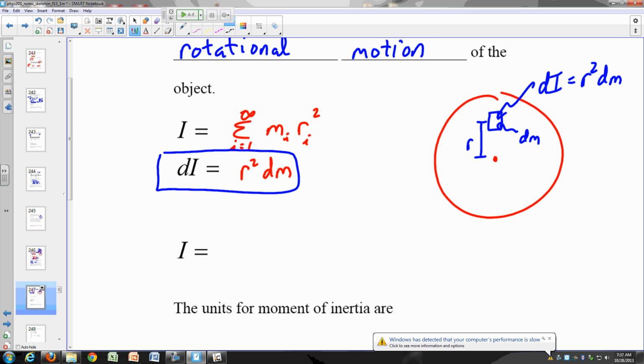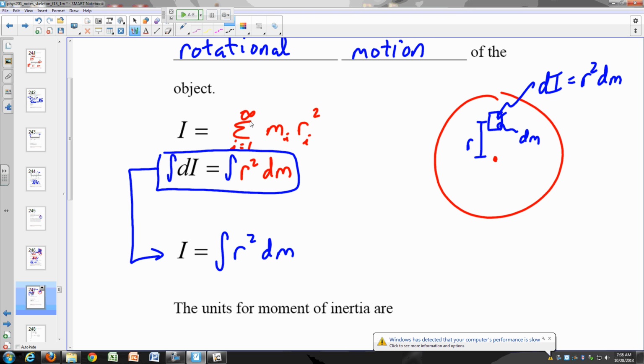Now, if I want to get this into terms of the whole body, if I want to get rid of this d, I just take the integral of both sides, and so I is equal to the integral of r squared dm. That's what we're going to be doing in these next few derivations: finding the moment of inertia for several regularly shaped bodies, a disk, a rod, a cylinder. And in order to do that, you have to know how to do this integral, integrating over the mass elements for each of the bodies.